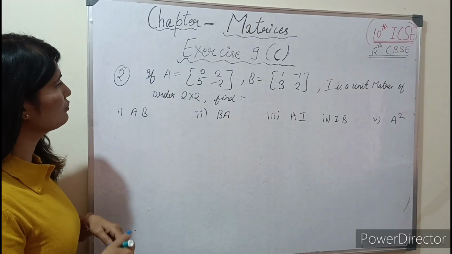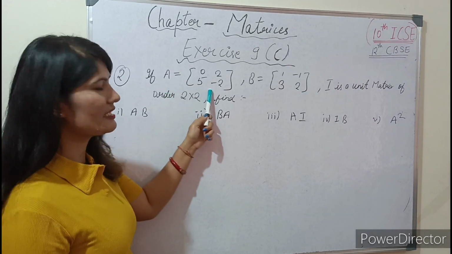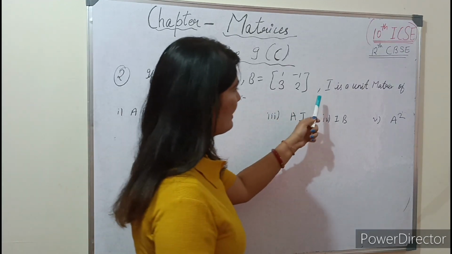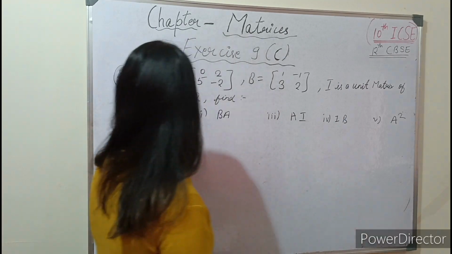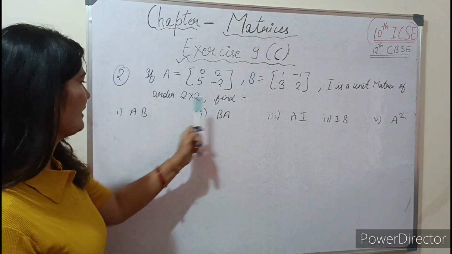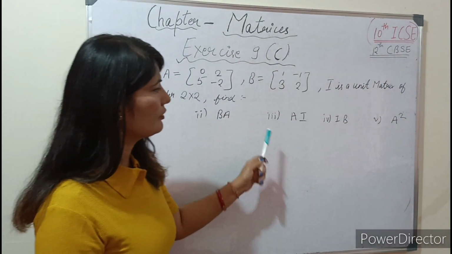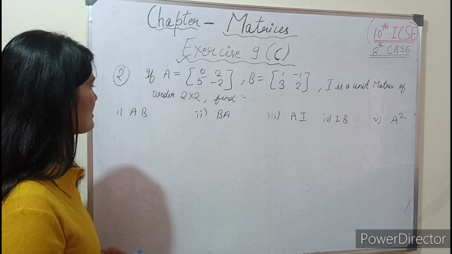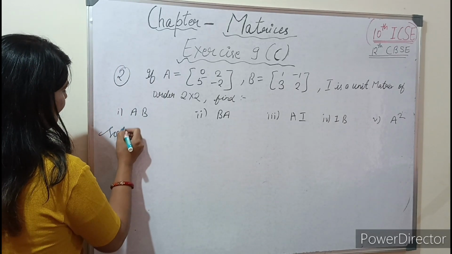Moving to question number 2, you can see here the matrix A is given and the matrix B is given, and I is a unit matrix of order 2 cross 2. So find the value of, you can see here all the 4 parts are given to us. So let's start solving from the first part.